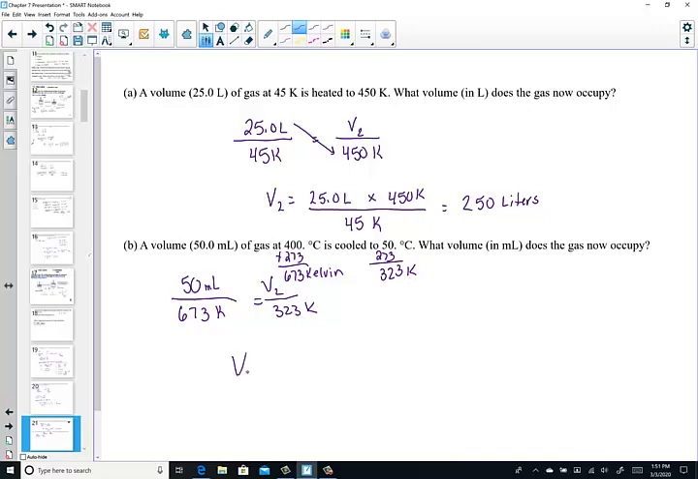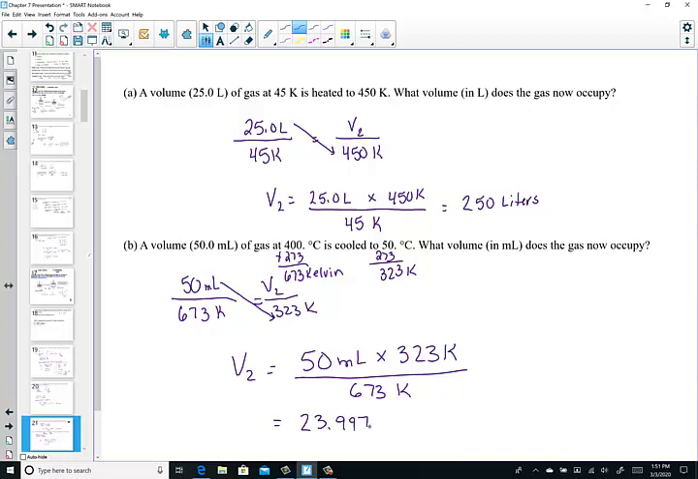So isolating V2, taking our 50 mils, cross multiply the side without the variable. So we're going this direction. V1 times T2 over T1. And we'll solve by hitting 50 times 323, divide by 673. And my screen reads 23.997. We're allowed 2 sig figs, so I'll round that up to say 24 liters. Are you getting these? I bet you are.